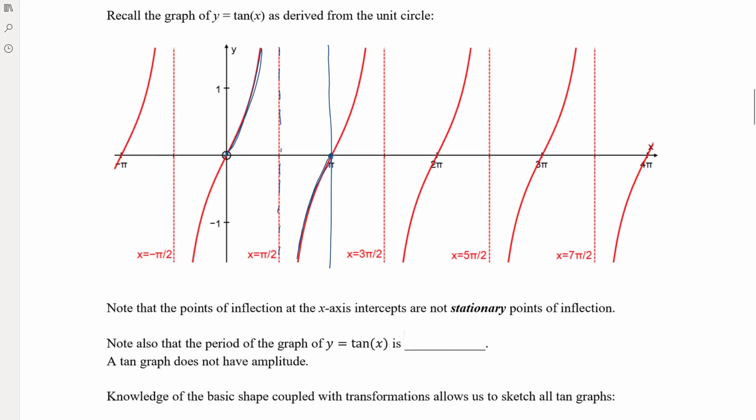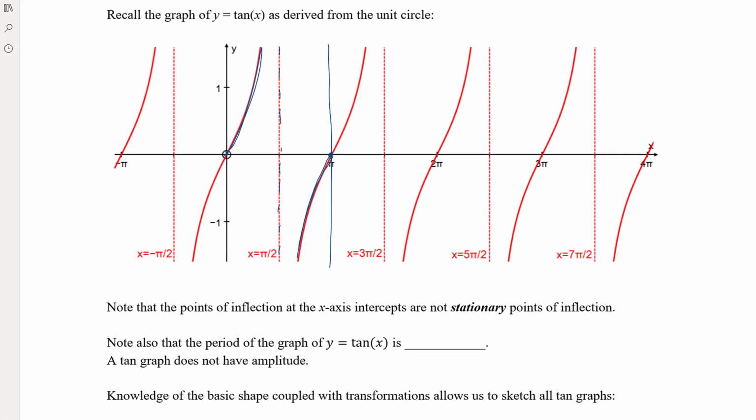A couple of things I want you to note about the graph of tan. The points of inflection are not stationary points of inflection. These are not like cubic graphs where we go stationary and then again. You're just going to have a light bend there at the point 2x.